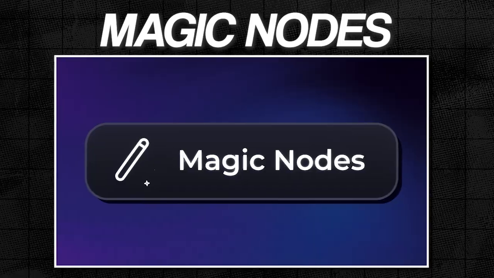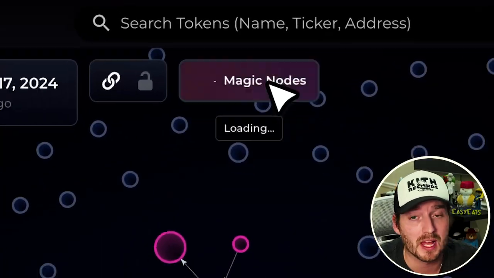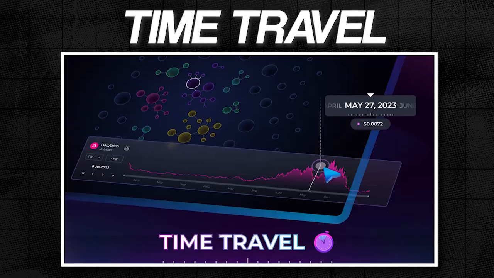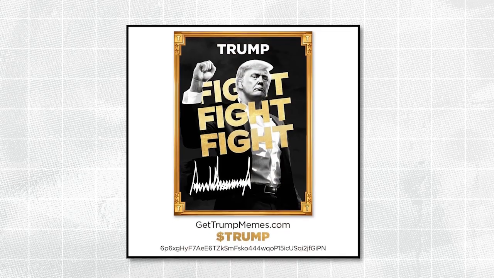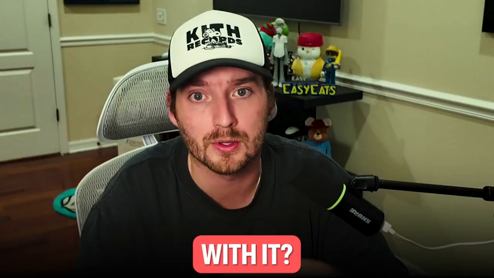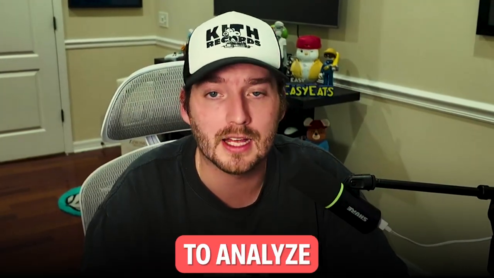With the magic node functionality, we can see exactly how much of the supply is owned and how many wallets control all of that. We can also utilize time travel to take a look at the Trump token from the day it launched until recently to see, has supply gone up or down, what's actually happened with it, how's the holder base look, and start to analyze in real time what's been going on with the infamous Trump token.